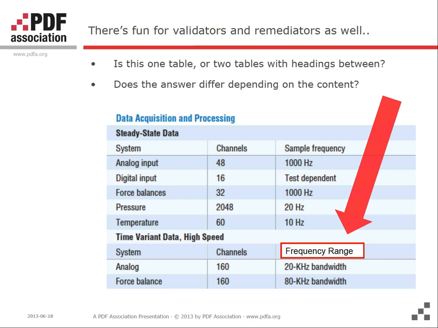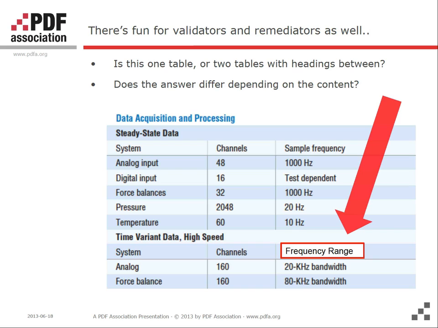Now the row headers aren't the same in each example of this table. It turns out that the author, while they used the table tool once to create one large table, used the heading in their second table section, if I can use that term, frequency range instead of sample frequency.